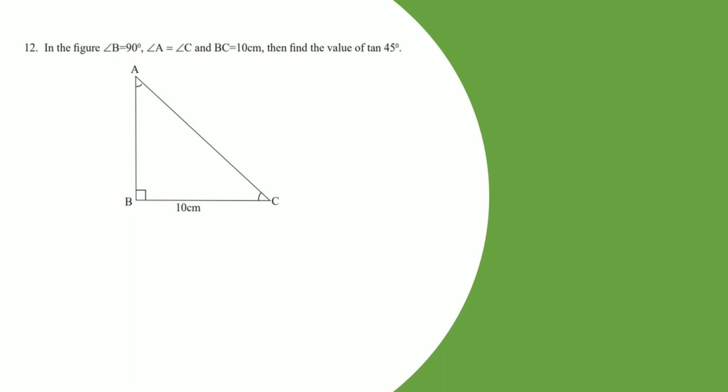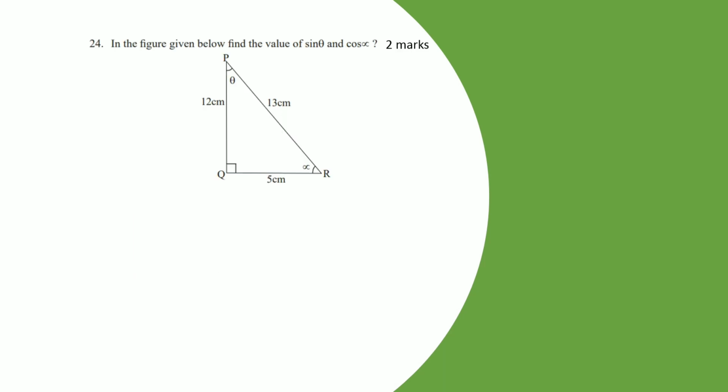They are confusing you. If angle A is equal to angle C, then angle A and C are equal to 45 degrees. Tan 45 is actually what? 1. Either you can remember it or you can use your left hand: square root of number of above fingers divided by square root of number of below fingers. Here above also 2, below also 2, 2 by 2, 1.